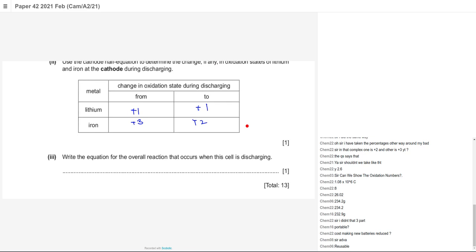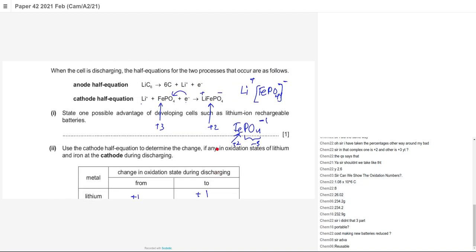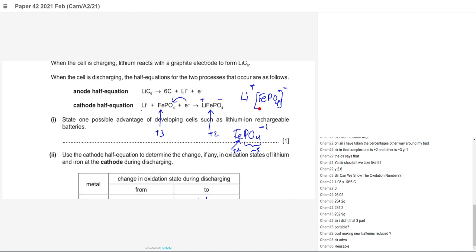Write the equation for the overall reaction that occurs when the cell is discharging. All what you have to do is to add the two equations simply. And when you're adding, make sure the electrons are equal. Therefore, they should get cancelled. But here, you know the electrons are already equal. So you can just simply cancel the electrons.